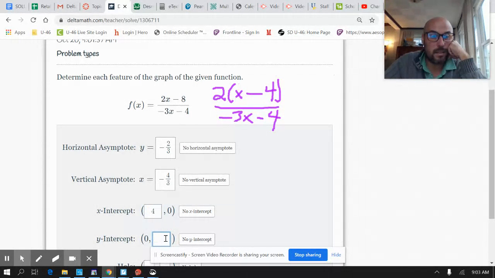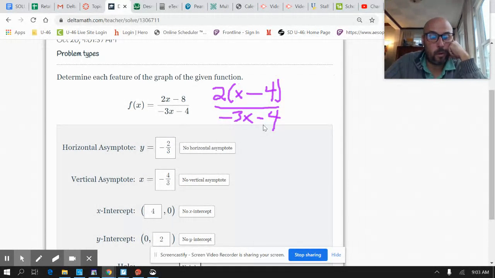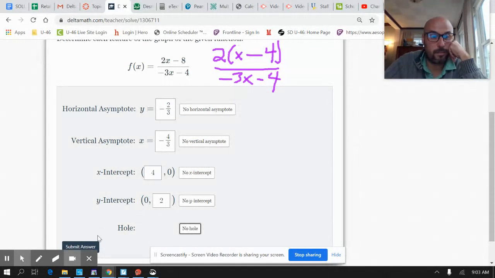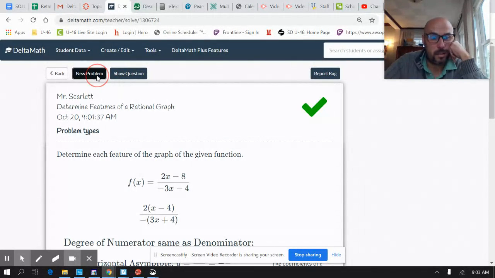The y-intercept is when x equals 0. It doesn't matter. You could plug it into the purple one or the black one. The black one would be easier. If x is 0, then these two go away, and I'm just left with -8 divided by -4, and that's +2. And there is no hole. There is only one point of discontinuity. And if there's only one point of discontinuity, it's either a vertical asymptote or a hole. It can't be both. And in this case, it's a vertical asymptote. I submit my answer.